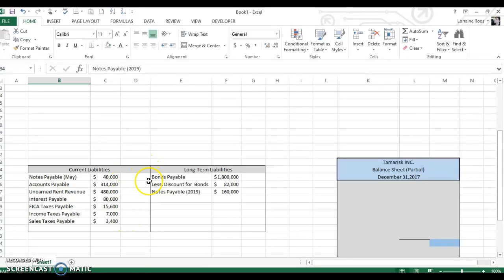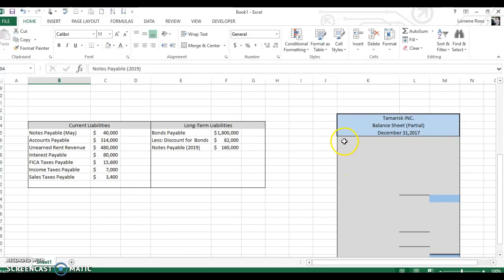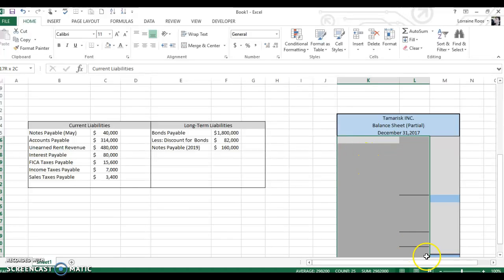And then we also have bonds payable. With that, we have discounts for bonds payable, and we have notes payable, which is due in 2019. So we would arrange these into a balance sheet.